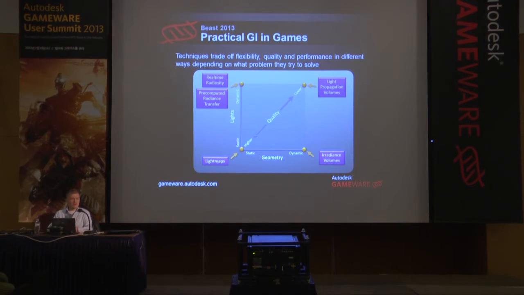Now, in the same category of fully dynamic algorithms, we have precomputed radiance transfer. That's very similar to real-time radiosity, except we pre-compute the light transfer from distant light sources like the sun and the sky. We can't do point lights, only directional lights that are far away.